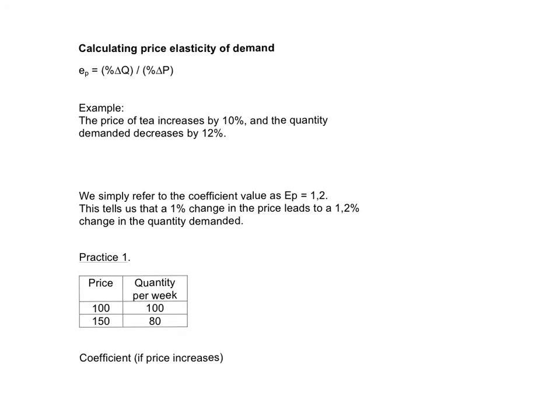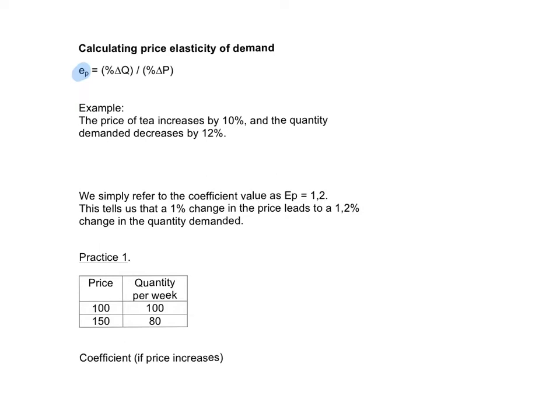Now, the formula to calculate price elasticity of demand is fairly simple. The price elasticity coefficient is equal to the percentage change in the quantity demanded divided by the percentage change in the price. It's important to note here that we don't deal with absolute values. We are only looking at the percentage change in the independent variable and the dependent variable.